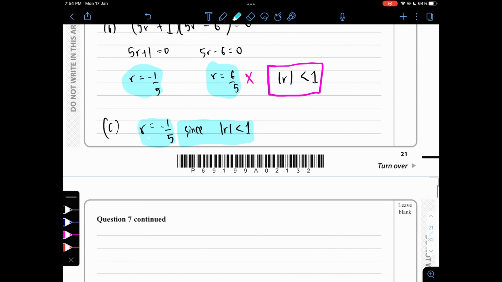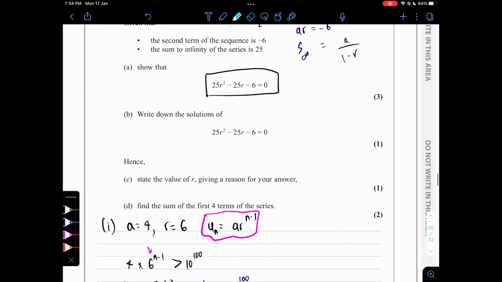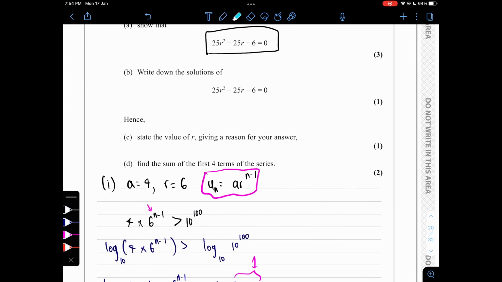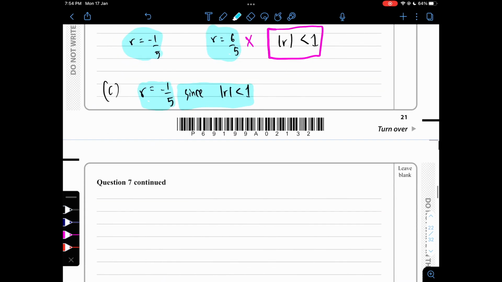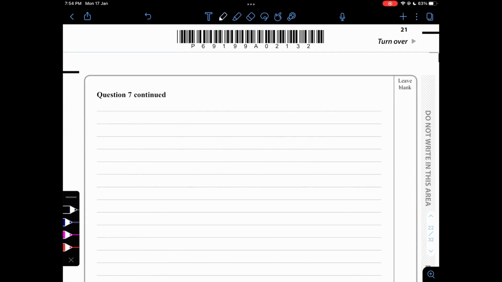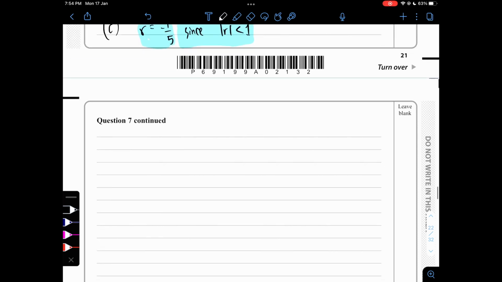Okay, let's move on to part D then. Part D says, find the sum of the first 4 terms of the series. It's pretty easy. We know that r equals minus 1 over 5, and ar equals minus 6. So we can just find what a is. a equals minus 6 over minus 1 over 5. So that is 6 times 5, which is 30.